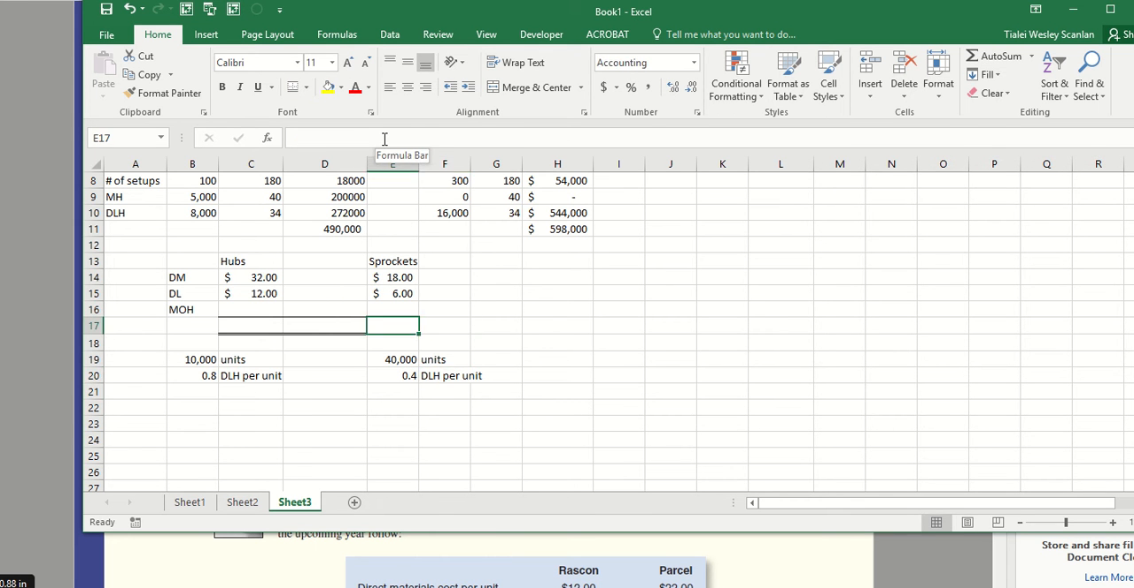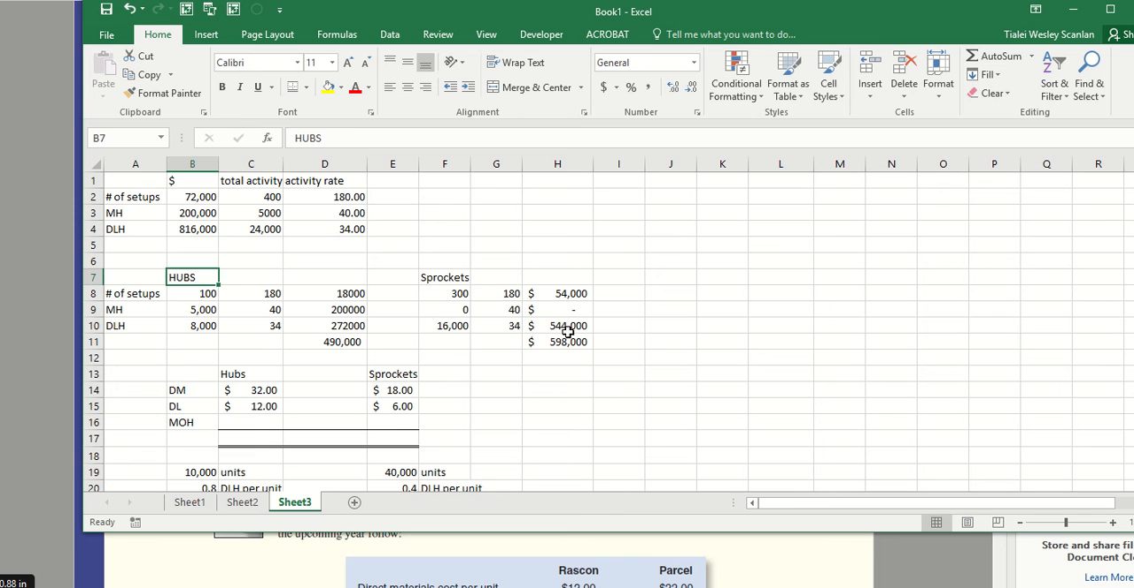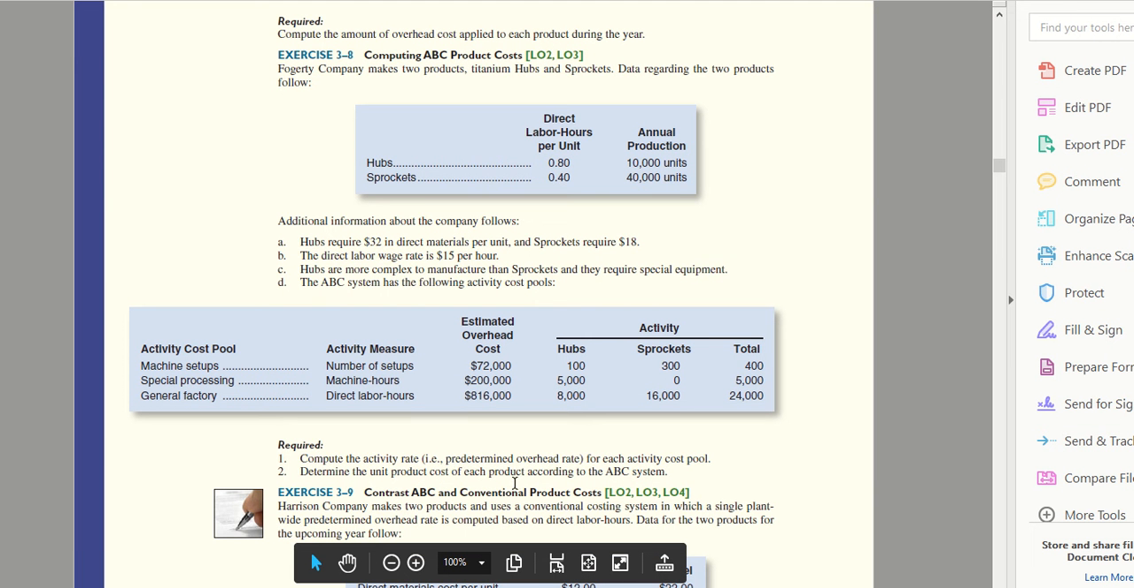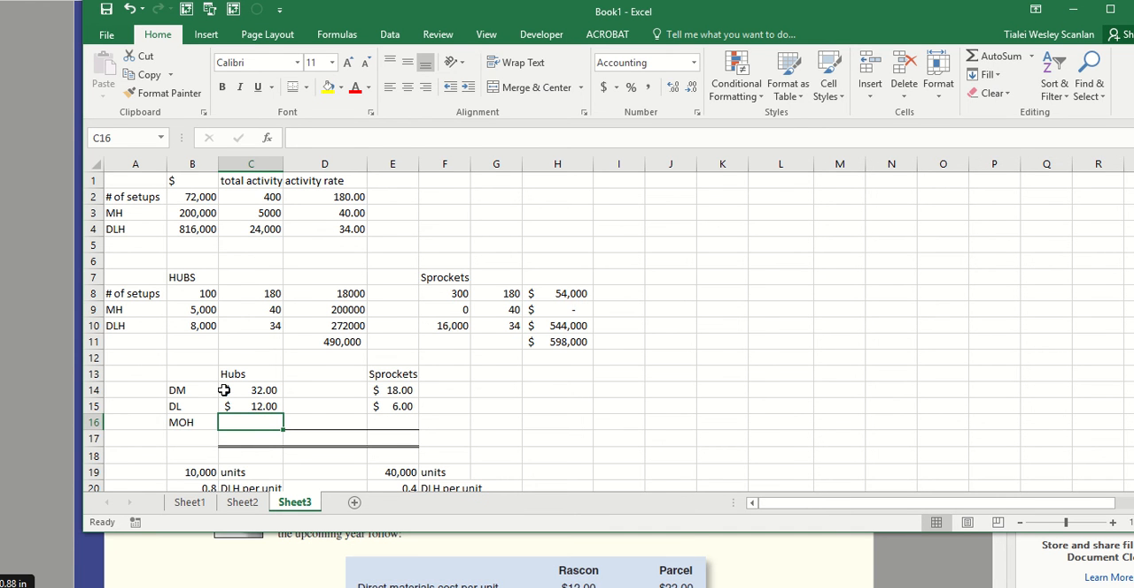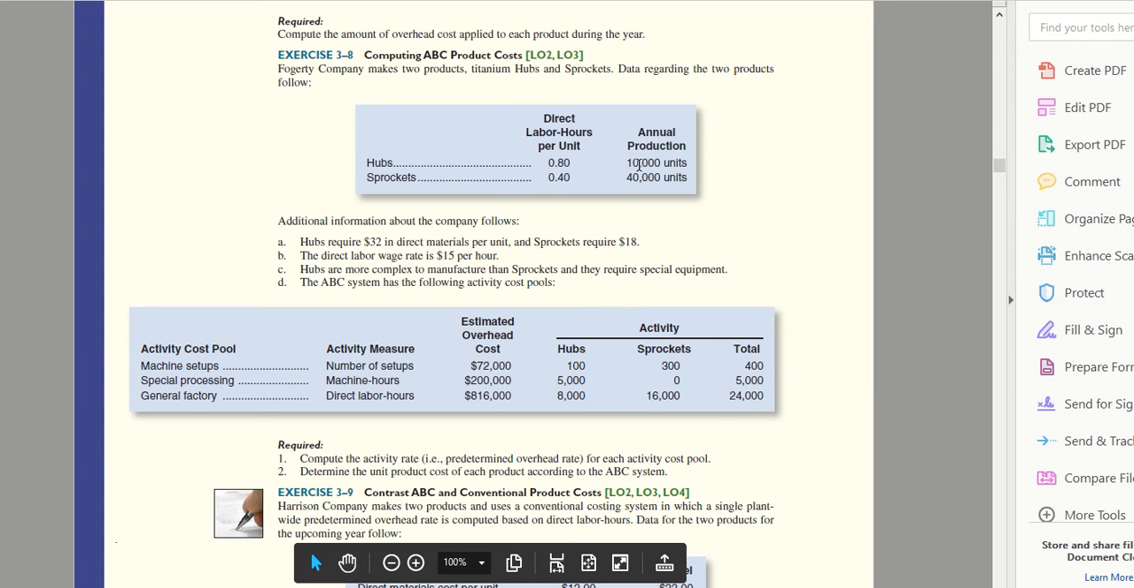And then finally, manufacturing overhead. I know in total that they apply $490,000 to hubs, and in total they apply $598,000 to sprockets, but they want it on a per unit basis if you're going to do the unit product cost for each product. So for per unit, get the total amount that you're looking for divided by the number of units that it's producing. Total dollar value divided by the number of units. It said it was 10,000, from over here, 10,000 units of hubs, 40,000 of sprockets.